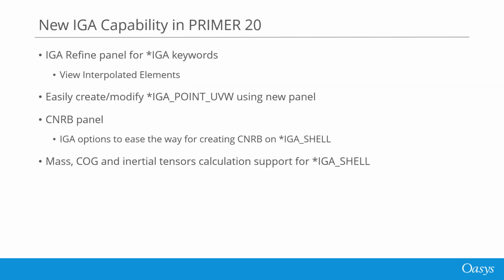For those who aren't aware, Primer already supports visualizing edge refinement, P-refinement, and sketching trimming loop for *IGA keyword. In version 20, we have added various IGA enhancements in IGA Refine panel, CNRB panel, and IGA Point UVW panel. We have also added support for mask calculation for *IGA shell. Let's have a look at each one in a bit more detail.